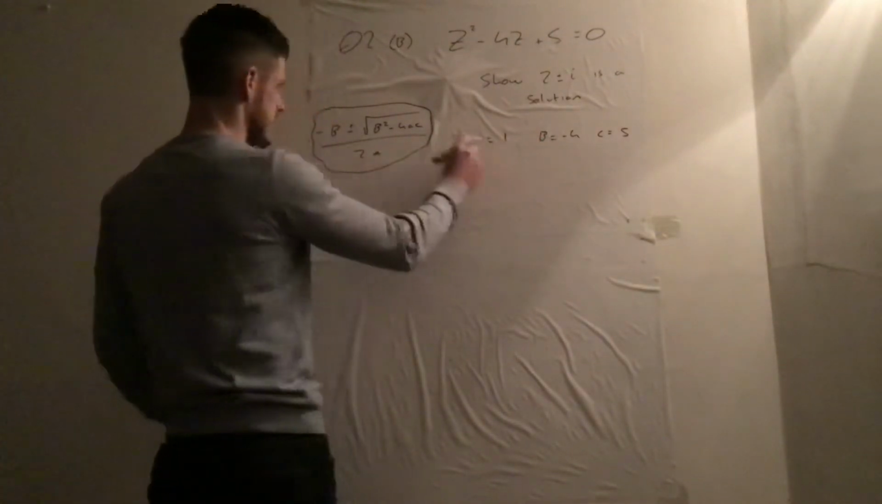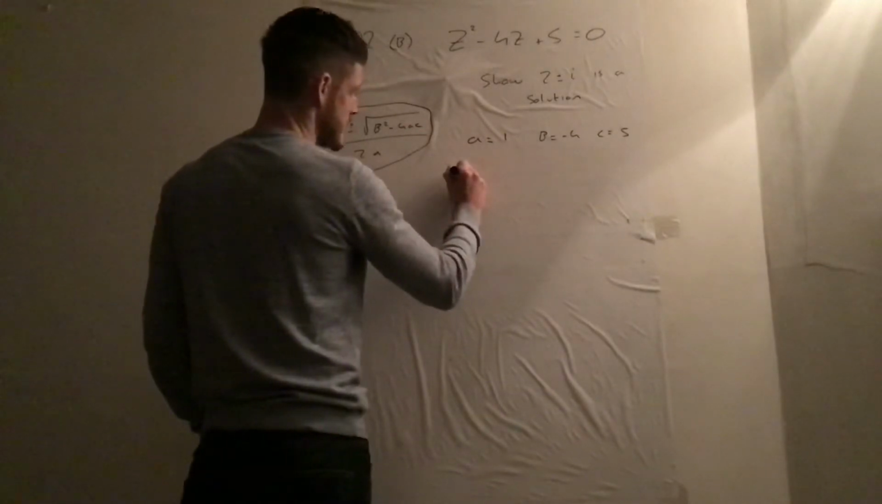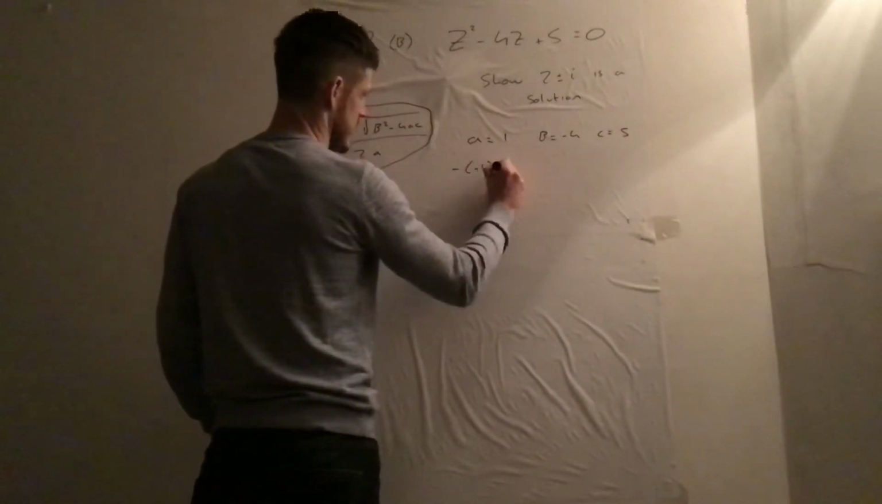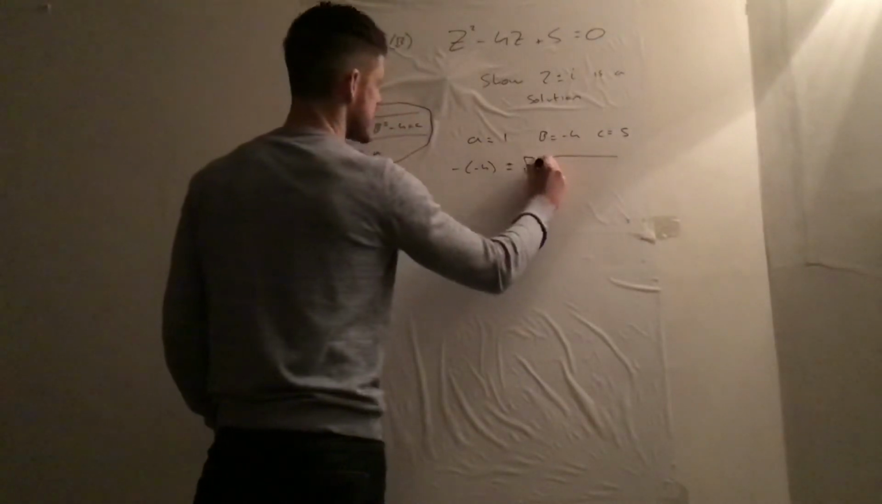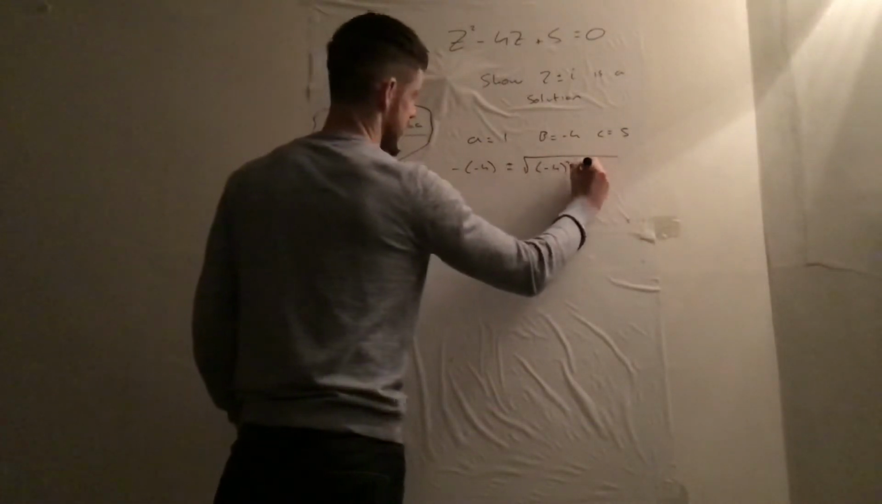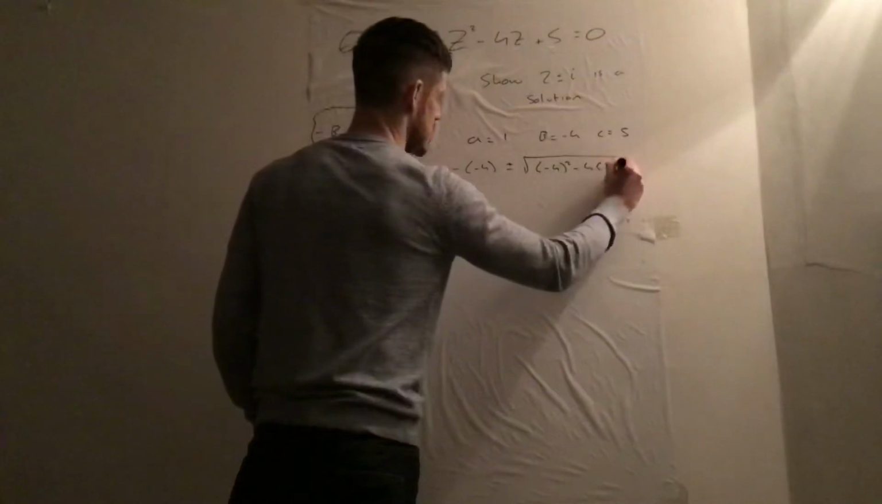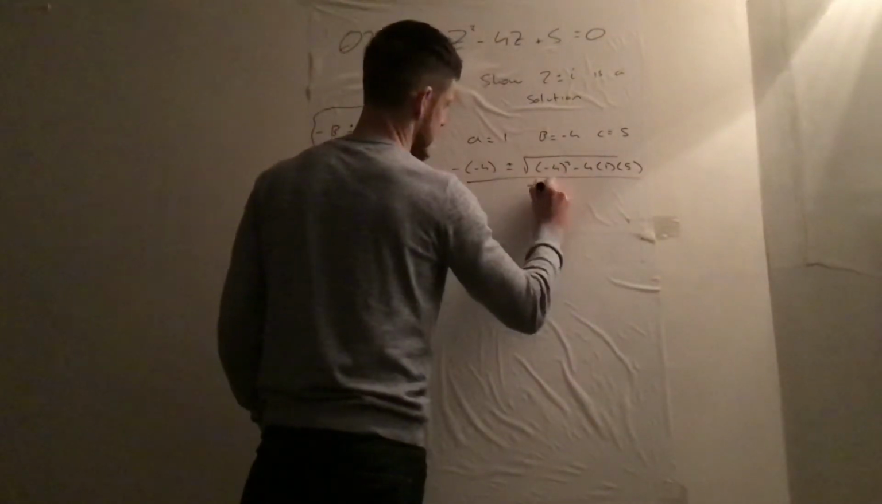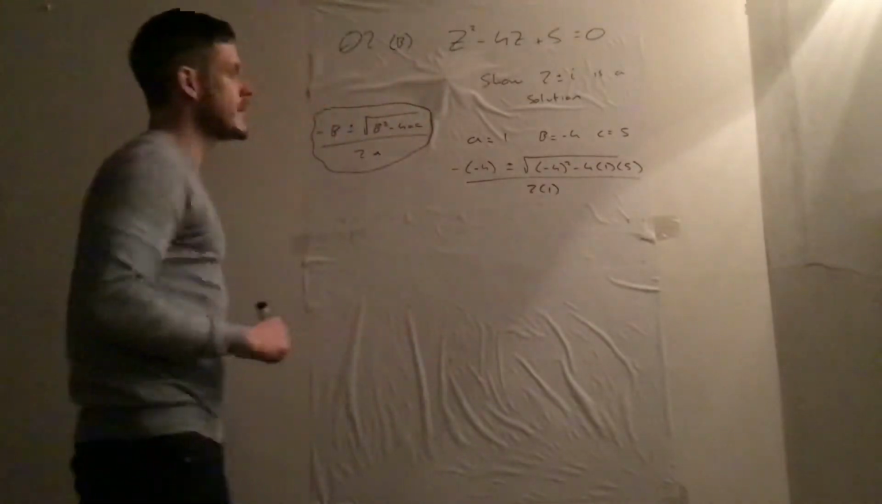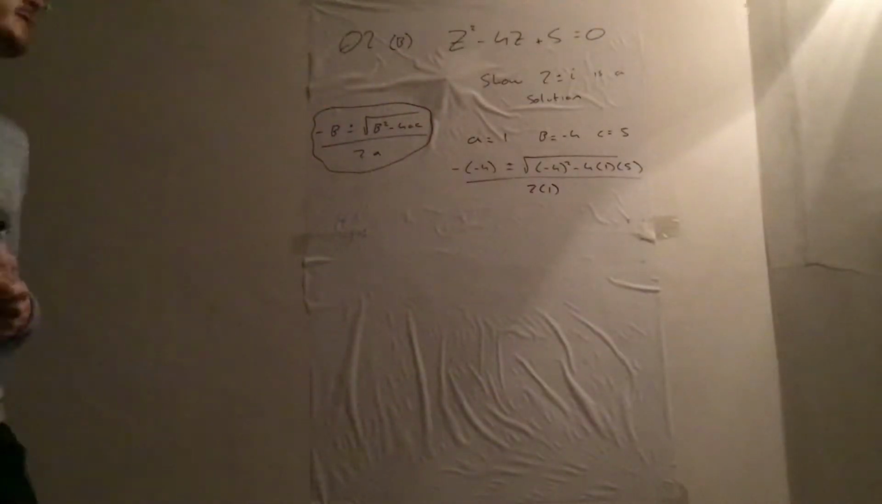And all I'm going to do is I'm going to sub these in here. So it says minus b, so I'm going to do minus 4 plus or minus the square root of b squared, which is minus 4 squared, minus 4 times a, which is 1, by c, which is 5, all over 2 times 1. Now, if you put that into your calculator, you will get an error. You won't be able to solve that.